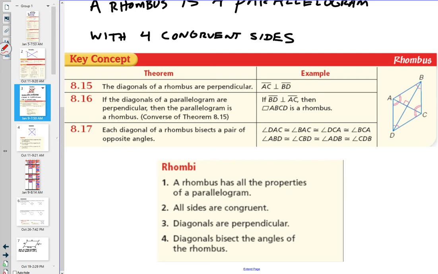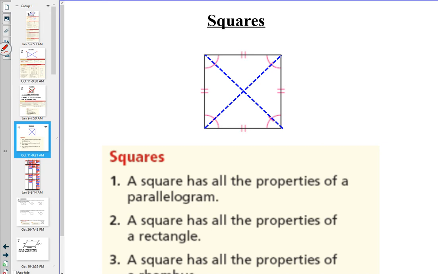Then, if a rectangle and a rhombus were to have a baby, if they were to fall in love one day and start a family, that baby would be a square. What's true about squares? Everything you've learned so far is true about squares. Every square is a rectangle. Every square is a rhombus. Every square is a parallelogram. Every single property that is on the notes before this slide is true about squares.